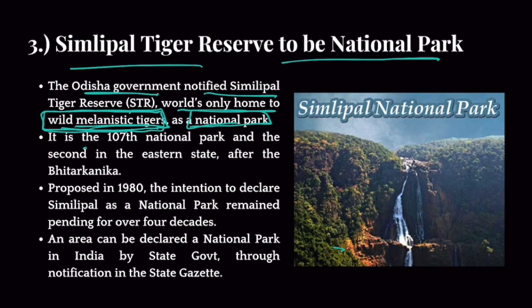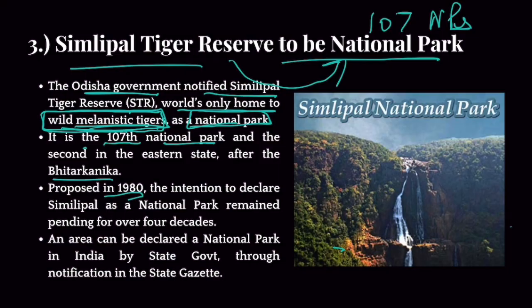With this announcement, Simlipal National Park would be the 107th national park in our country. So India has a total of 107 national parks. Plus, it will be the second national park of Odisha, apart from Bhitarkanika National Park. Now, Simlipal Tiger Reserve has been in existence for many decades, but since 1980, proposals have been tabled that this tiger reserve should be declared a national park. But from 1980 till now, 2025, it wasn't declared a national park. But now it has been.